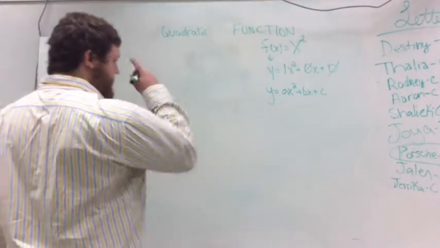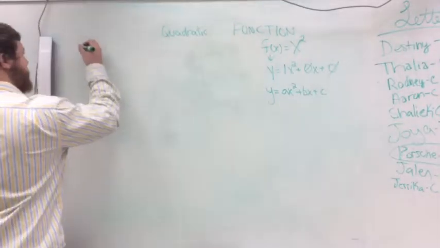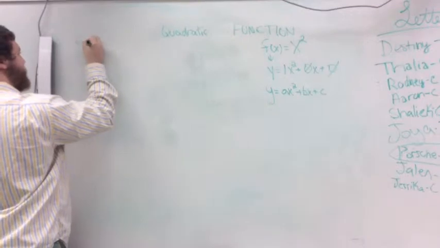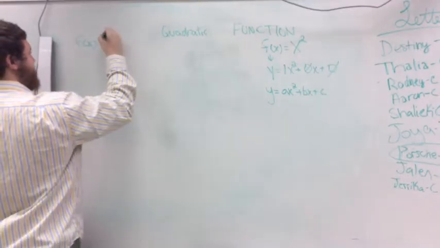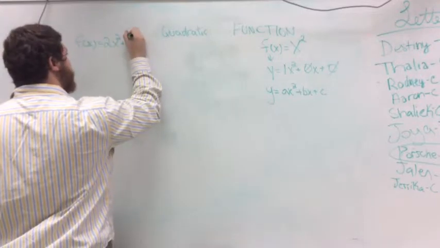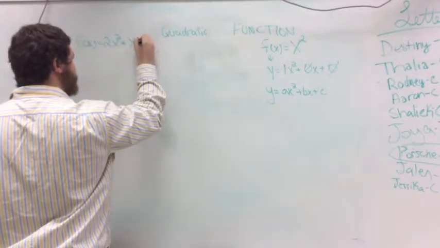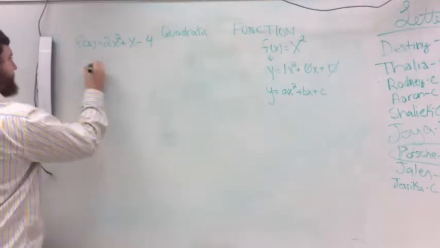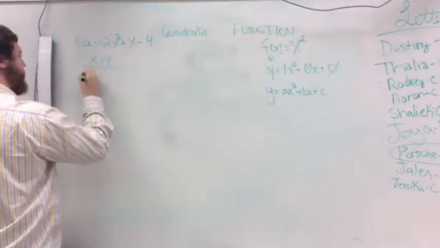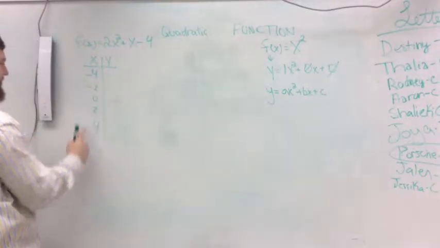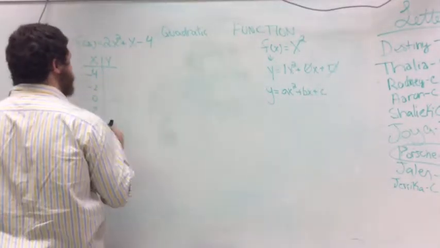So now guess what I'm going to do? I'm going to give you an example, and we're going to graph it. So y, I always want to do y. f of x equals, let's do 2x squared plus x minus 4. Okay? So let's do my x and y's. Negative 4, negative 2, 0, 2, and 4. Once again, do I have to do these numbers? No, I'm picking them to space it out.